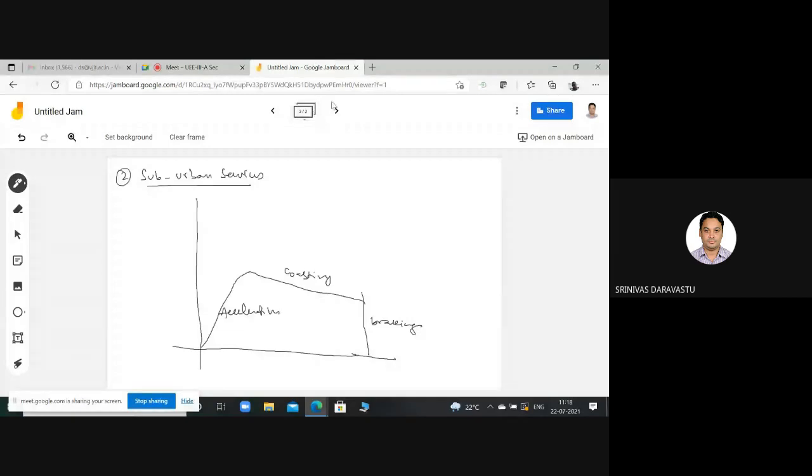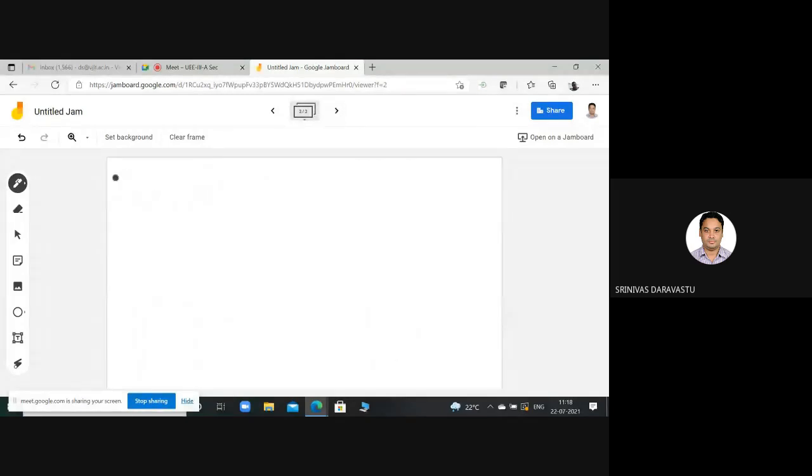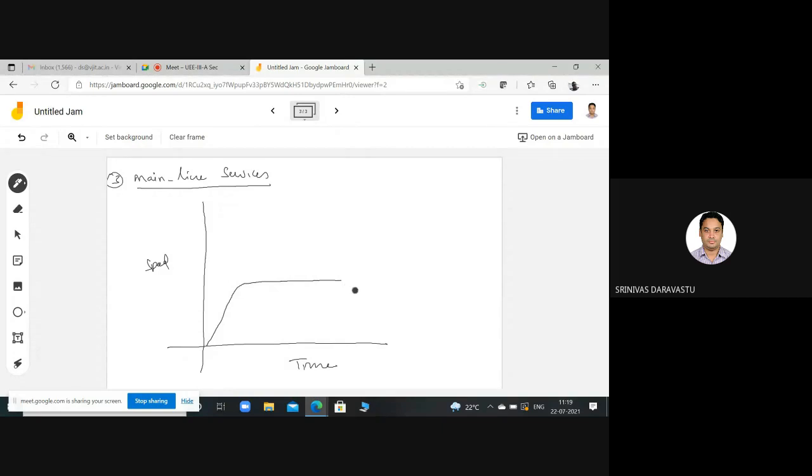Okay. And the third one is mainline services. So mainline services, speed versus time. Okay. Now this is the acceleration period. This is the free running period. This is the coasting period. Now this is the braking period.